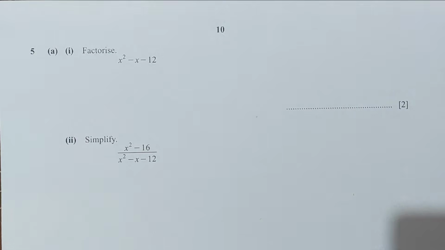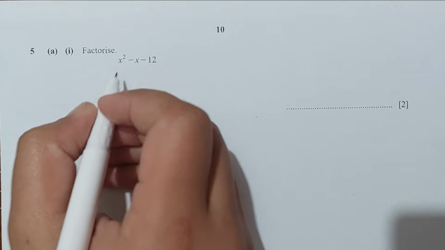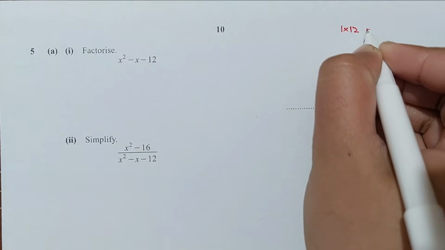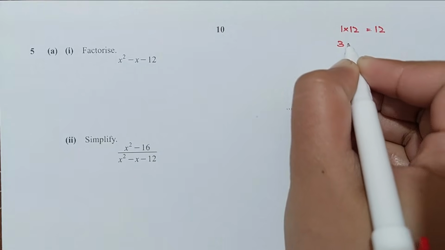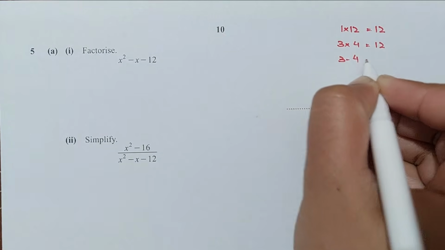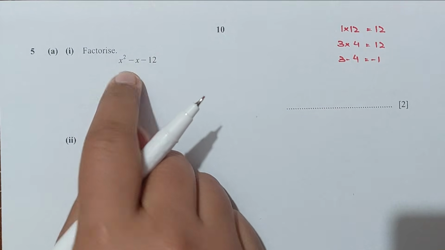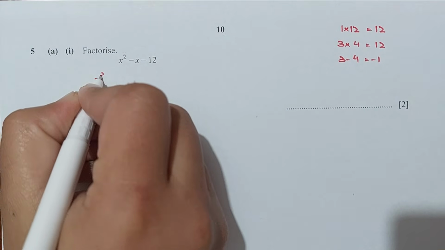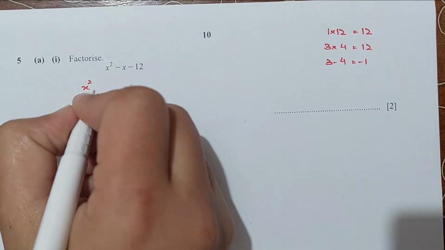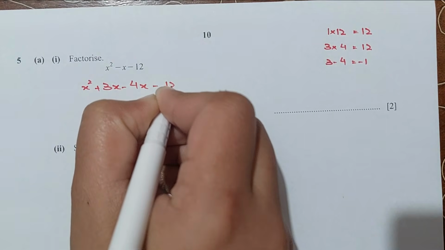Now question number 5, part A1, factorize this. So for factorization, 1 times 12 is 12. Factors of 12: 3 times 4 is 12. And break the middle term. 3 minus 4 is equal to -1. We have to make the middle term -1. So x square stays the same. Minus x would be 3x minus 4x. This becomes x square plus 3x minus 4x minus 12.